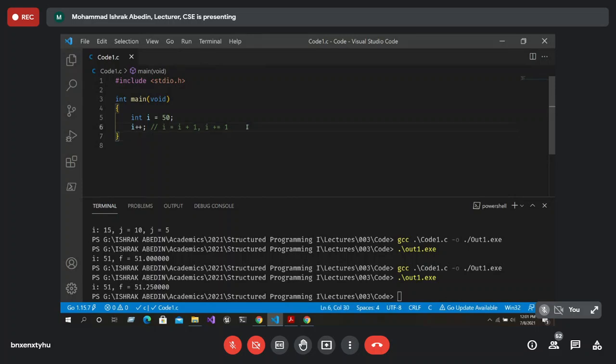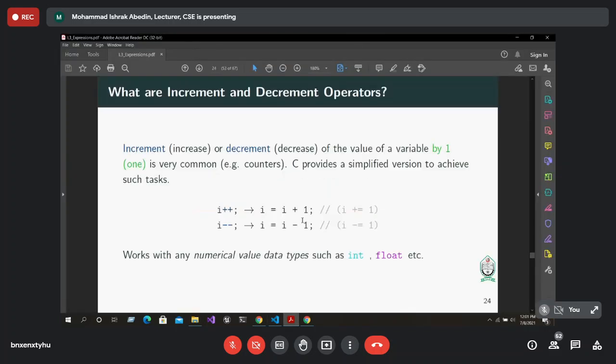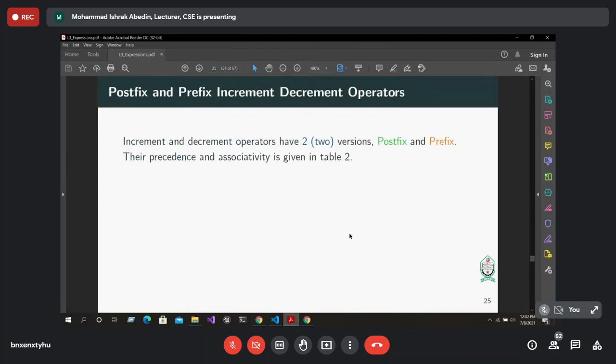Similarly, we also have I minus minus, which means whatever the existing value of I is, decrease it by 1. Initially it was 50, then it became 51, and now it will become 50 again. These are the only two types of increment and decrement we have. We can increase it or decrease it. However, there are two variations among them. These are the increment and decrement operators. They can work with integer or float or any numerical data type. There are two versions: one is called postfix, another is called prefix.